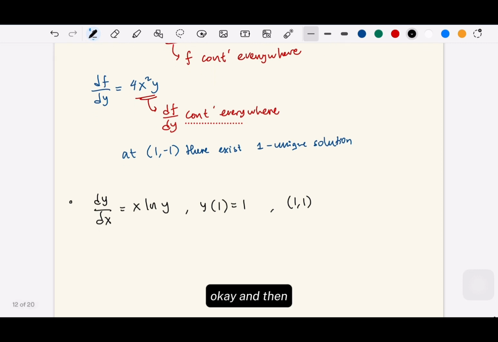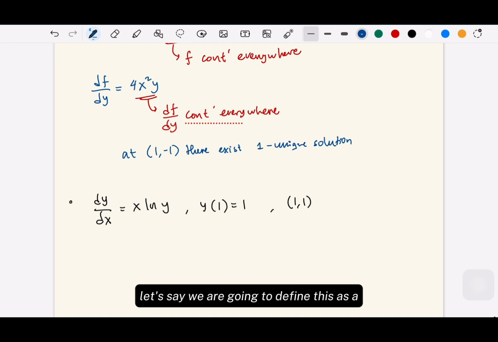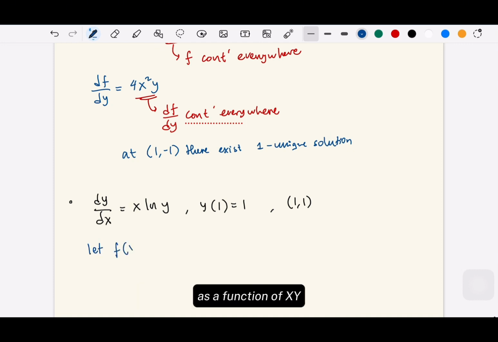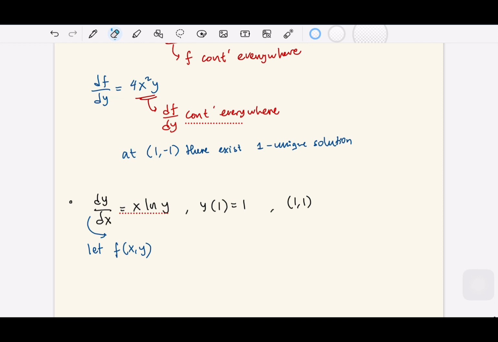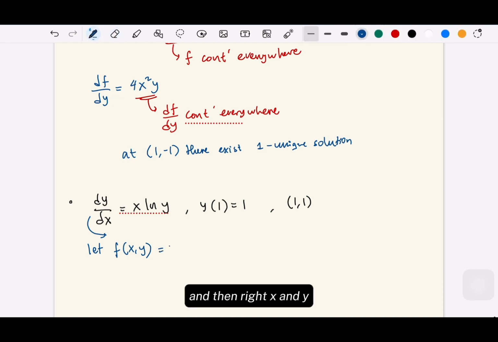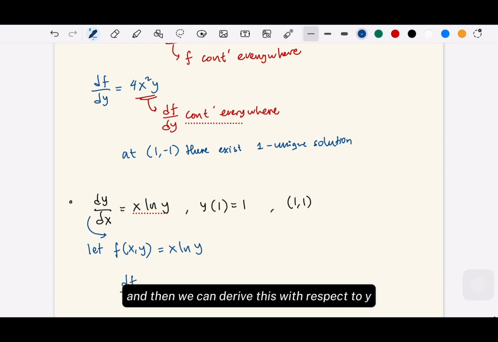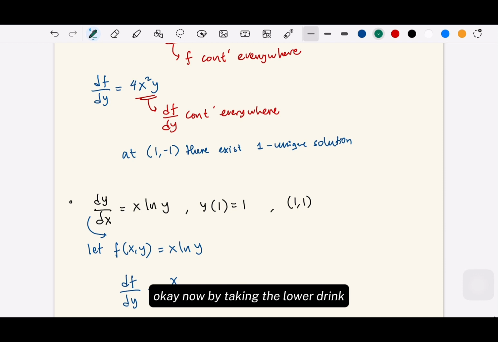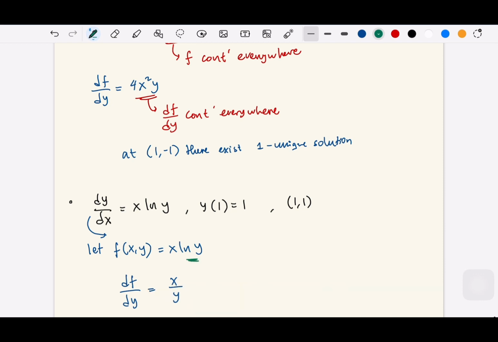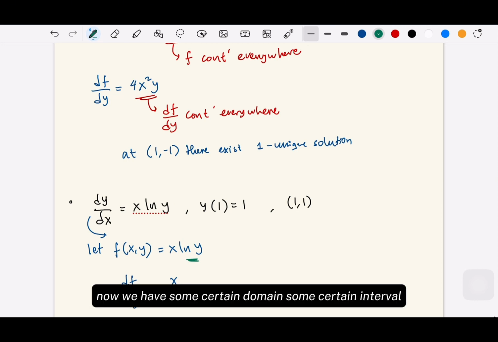Okay, and then let's say we are going to define this as a function of x, y. We could just let this differential equation equal just a function, write x ln y, and then we can derive this with respect to y. So we could say that we have x over y. Okay, now by taking the logarithm here, we have some certain domain, some certain interval.